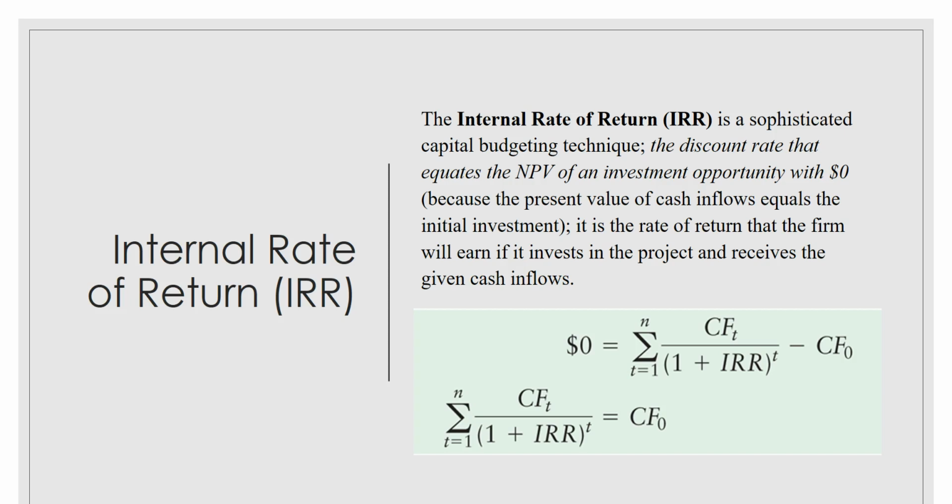However, it's not quite as good as net present value in getting accurate answers, and we'll discuss that later, but it is a sophisticated budgeting technique. This internal rate of return tells you the discount rate that equates the net present value of an investment with $0. So it tells you the rate of return that the project will earn if you invest in the project and receive the cash flows that are expected.